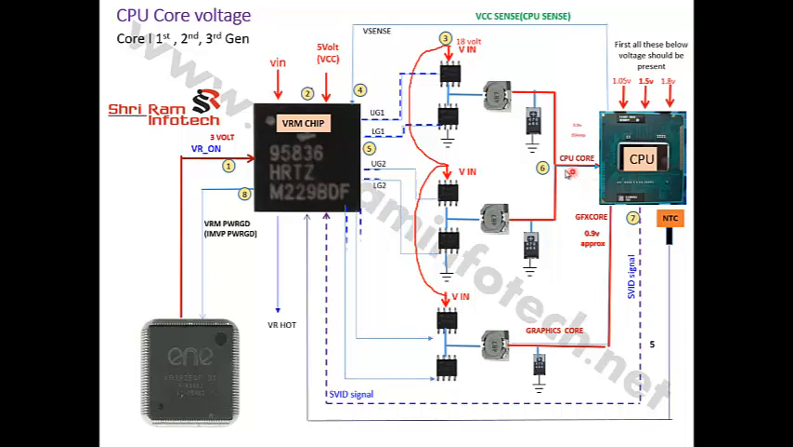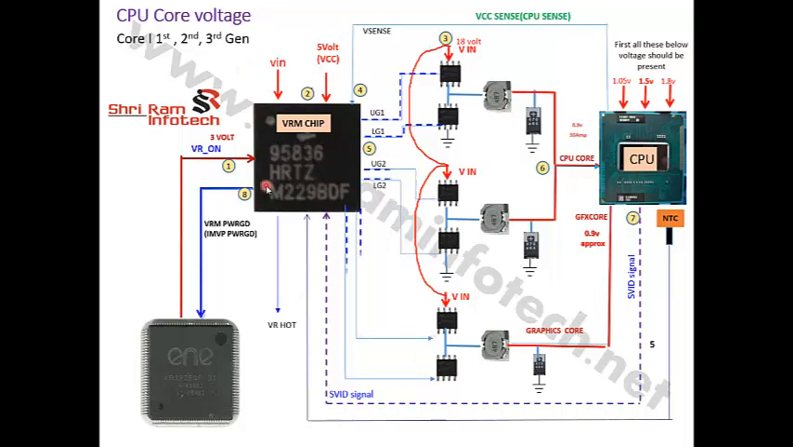Once the core voltage and graphics core voltage are stabilized, this VRM chip generates a power good signal. This power good signal means this entire section is working fine. A 3 volt signal comes out, called the VRM power good, or sometimes IMVP power good, or sometimes VGATE also. If this power good comes out from the VRM section, that means this entire section is working fine.